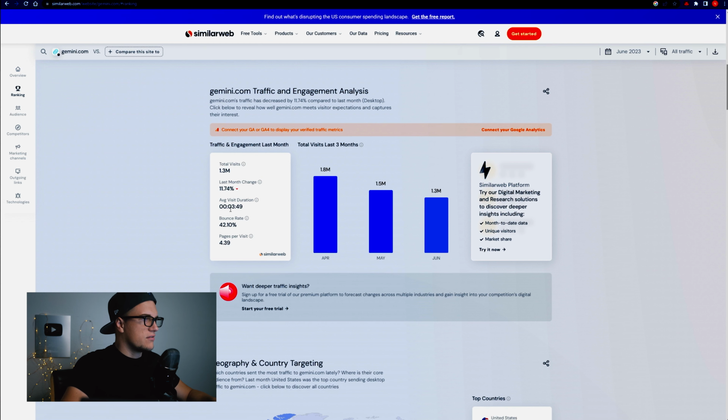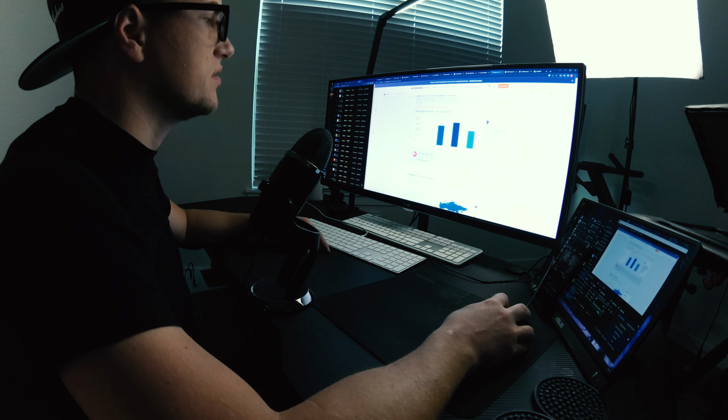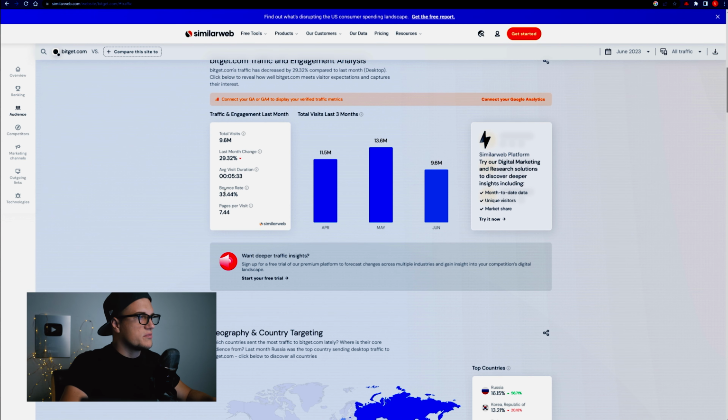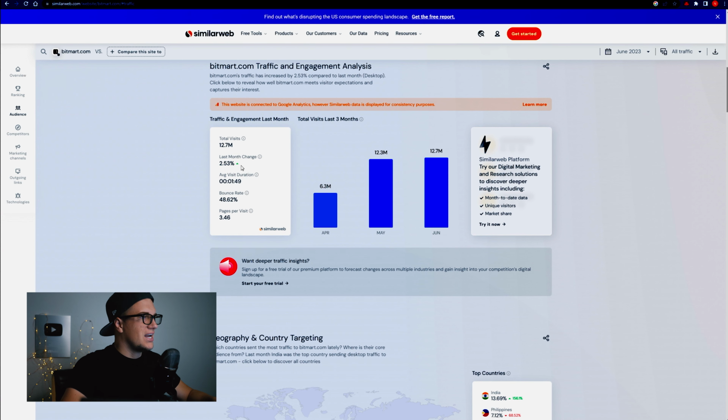Gemini is doing okay. Average visit duration is 3 minutes 49 seconds. It's okay. People don't really spend too much time on Gemini, but maybe because a lot of people just want to check their balance or make a quick transfer. Bitget, average visit duration 5 minutes and 33 seconds, bounce rate is 33%, pages per visit 7.4, awesome. Bitmart, it looks like Bitmart has a lot of paid traffic, average visit duration is only 1 minute and 49 seconds.